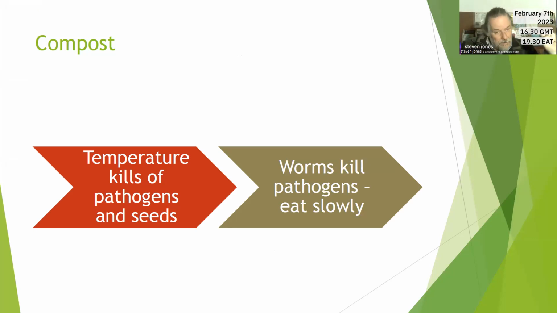So we've got heat treating, and then we've got worm treating. The worms aren't going to kill your weed seeds, but they're going to otherwise create a good, clean compost. We understand the source of our materials, create the right conditions, and then we can be confident that we're removing potentially disease-causing organisms, and potentially problematic seeds.